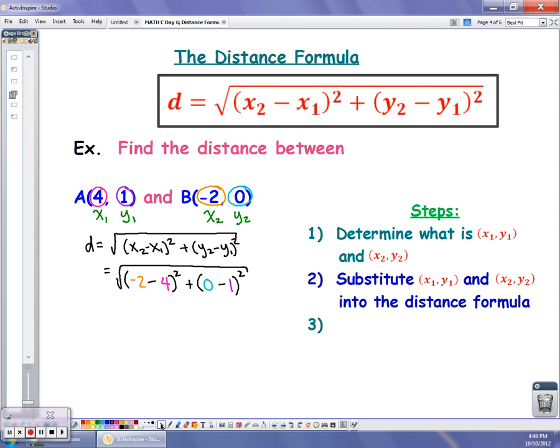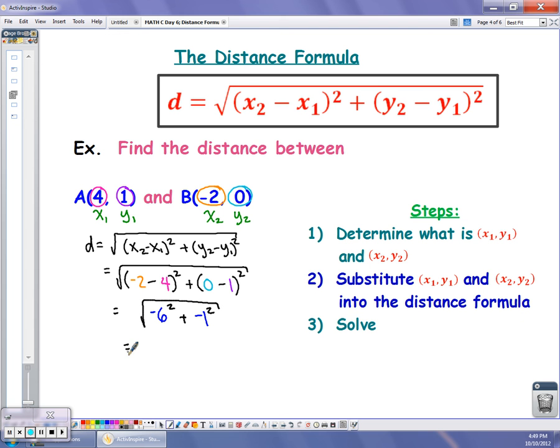Once we substitute our information into the formula, we can now solve the problem. So according to order of operations, I have to do my parentheses first. So we have negative 2 minus 4. Negative 2 minus 4 will give us negative 6. We'll keep the squared, the plus sign, and now we have 0 minus 1. 0 minus 1 will give us negative 1. We'll keep the squared, and don't forget the square root.